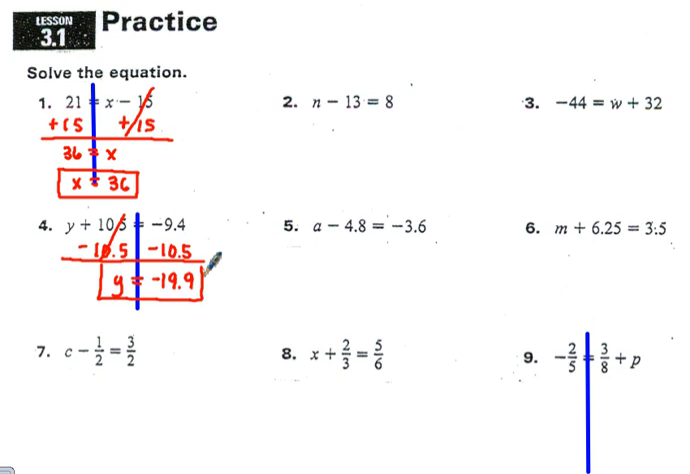I'm going to jump to number 9, because in this problem, notice the variable is on the right side. We're going to eliminate the 3/8. And notice the fractions. We've got to use our fraction rules to eliminate the 3/8. We're going to subtract, but we need a common denominator in order to eliminate the 3/8 from the negative 2/5 that's on the left side.